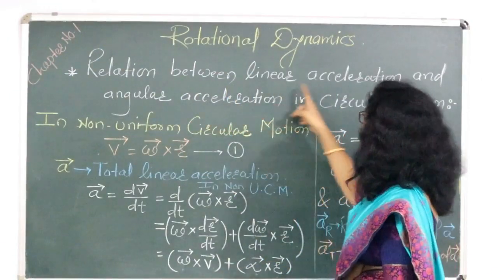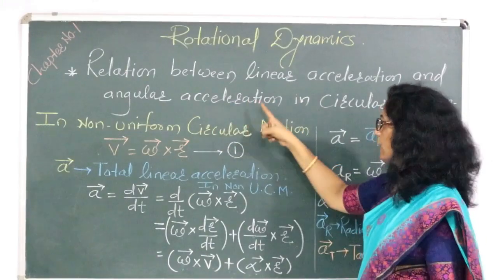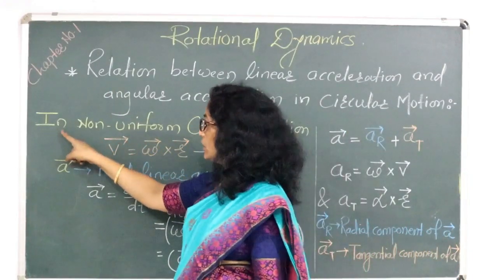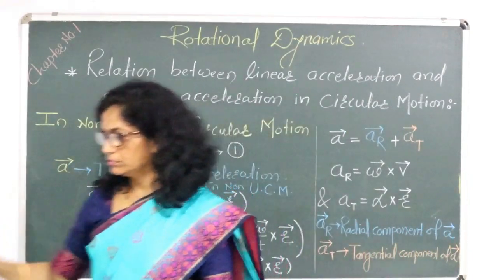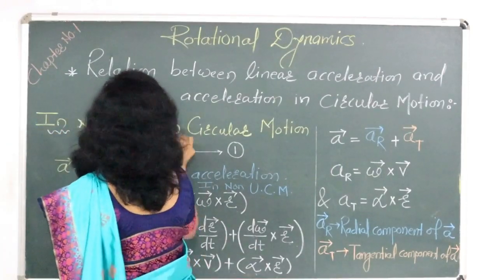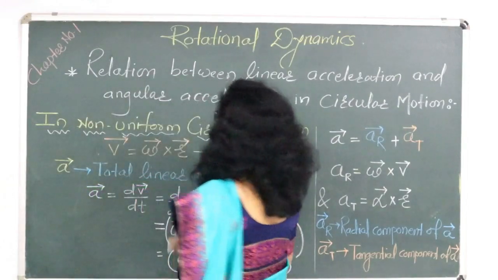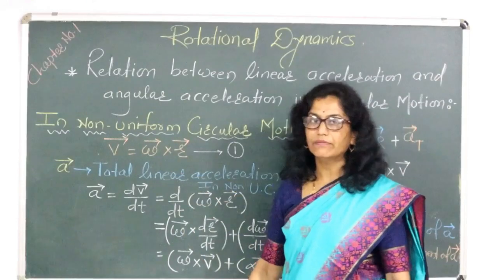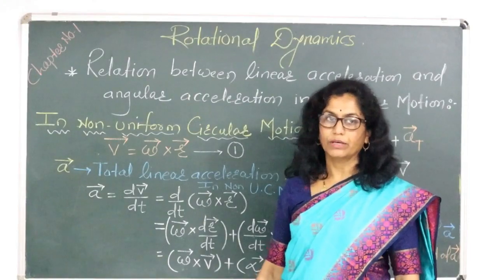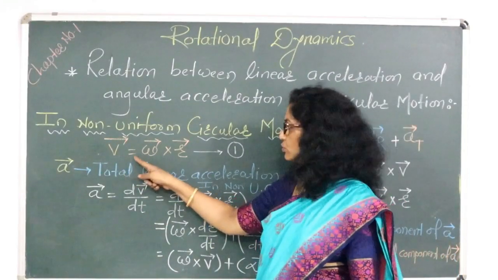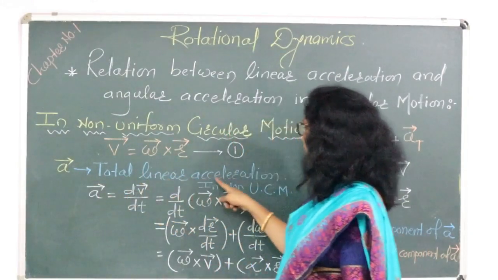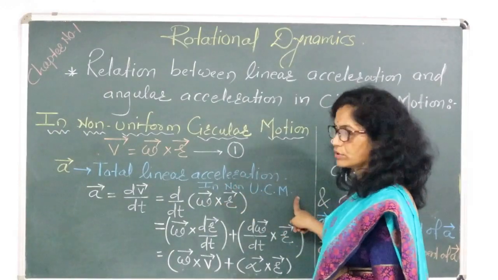Relation between linear acceleration and angular acceleration in non-uniform circular motion. In non-uniform circular motion, for the relation between linear velocity and angular velocity, we know that v is equal to r omega. In vector form, v vector equals omega vector cross r vector. Now the a vector, that is the total linear acceleration in non-uniform circular motion.